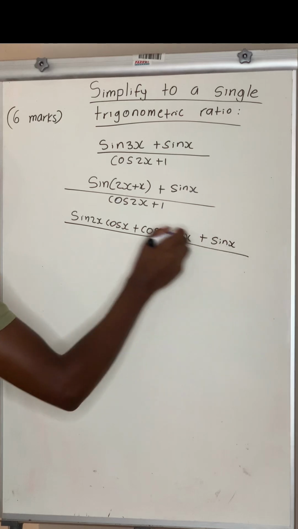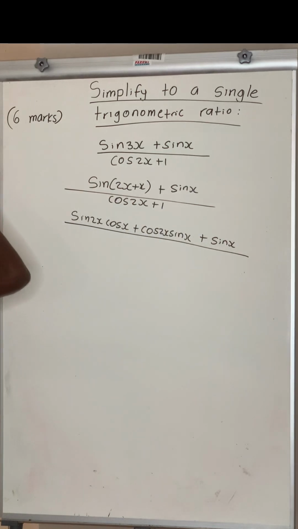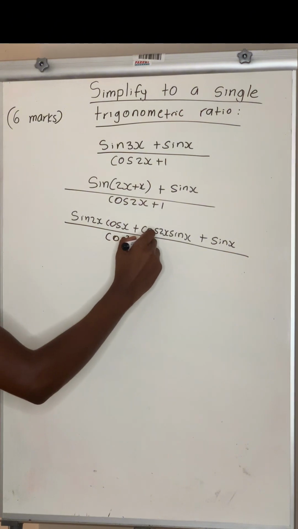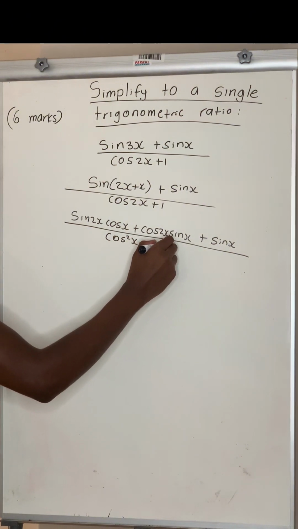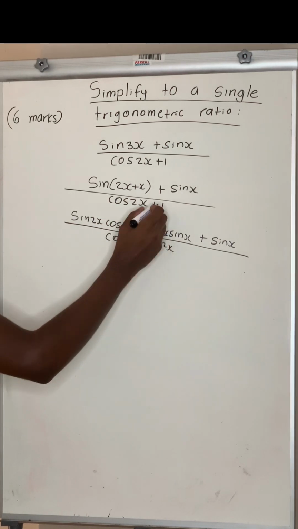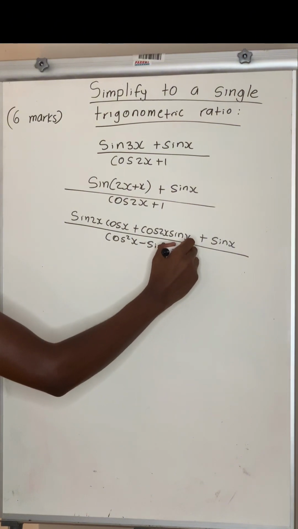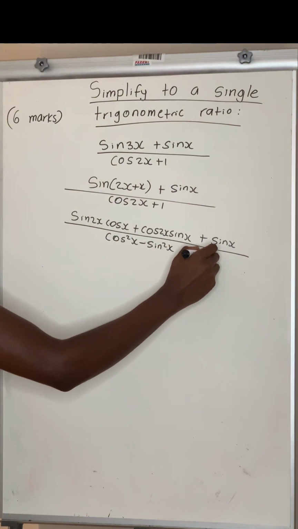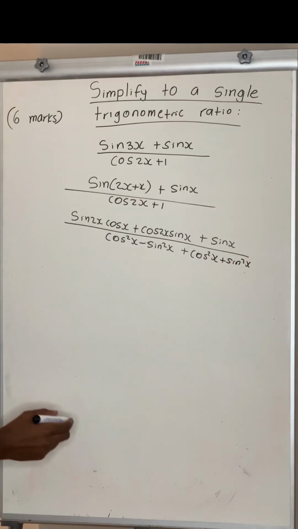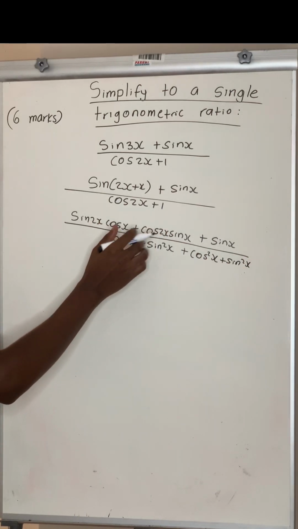All of that is divided by, let's change this cos 2x to cos squared x minus sine squared x. So this cos 2x has an identity which says cos squared x minus sine squared x. And then this positive one has an identity of cos squared x plus sine squared x. Okay, let's do the numerator from here.